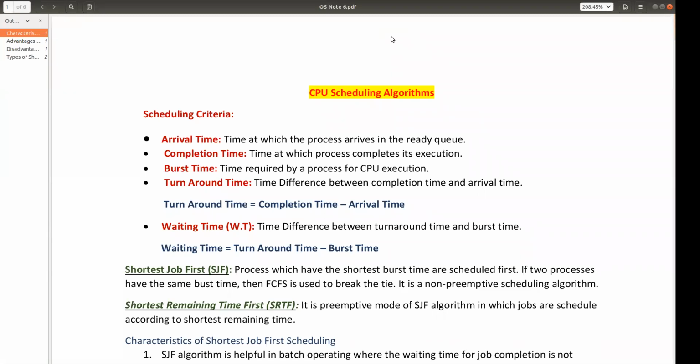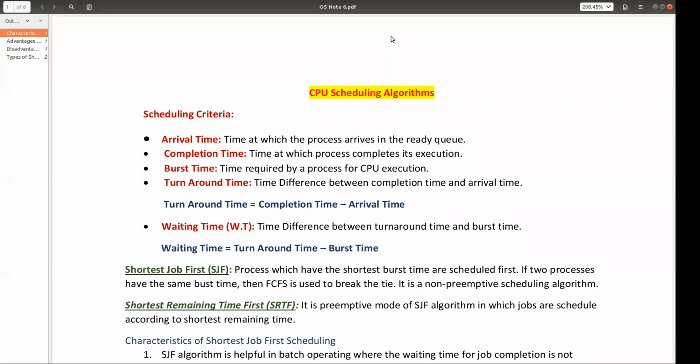So these things are known as scheduling criteria, which will be the same for each and every kind of scheduling mechanism. Now, in the shortest job first algorithm, as I have told you, there are both versions, preemptive and non-preemptive. Non-preemptive means we cannot forcefully take a process from the CPU until it is finished. Preemptive means we can forcefully take a process from the CPU and bring another process to the CPU before completion of the previous process.